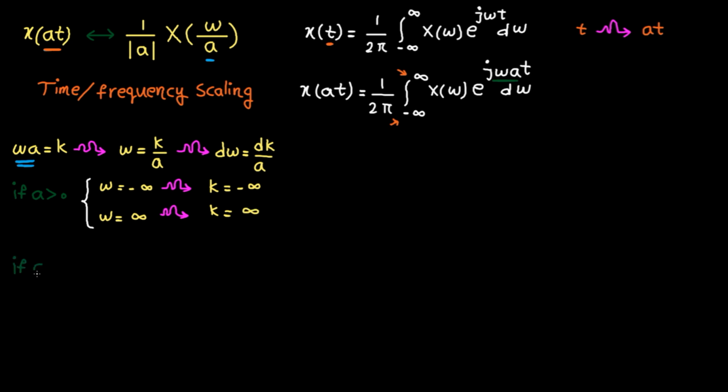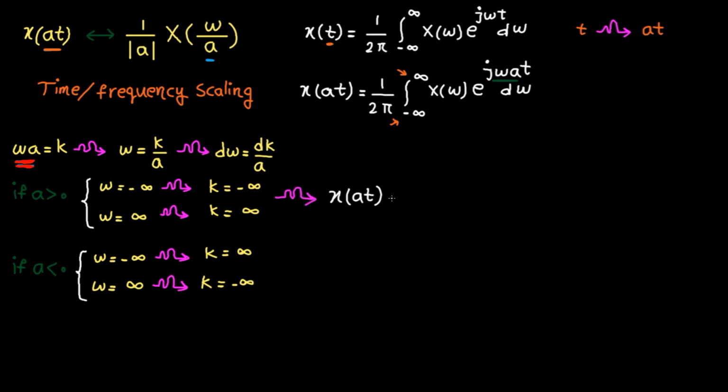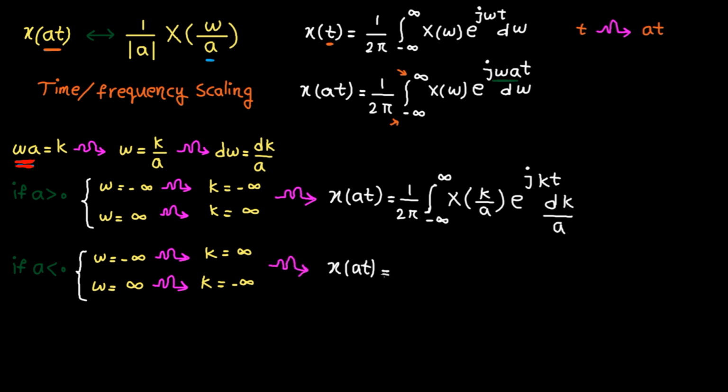In the second scenario, a is negative. In this case, when omega is minus infinity, k is minus infinity multiplied by a negative number. So k is plus infinity. When omega is plus infinity, k becomes minus infinity. So for the first scenario, after replacing omega a with k, we get this. And for the second scenario, we get this.